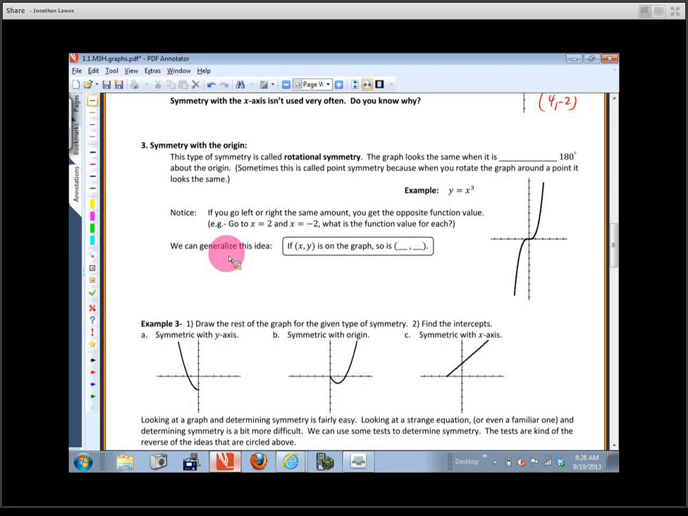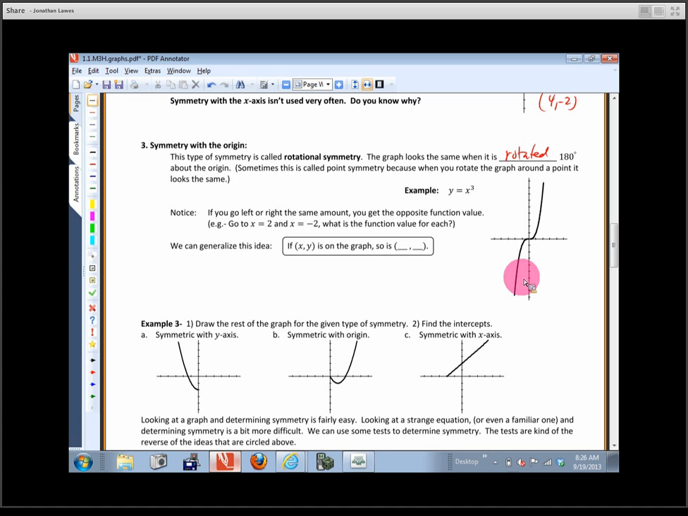Symmetry with the origin is called rotational symmetry, and it's called that because the graph will look the same when it is rotated 180 degrees about the origin. I can't do this up here, but you can on your paper. I've got an example of a graph that's symmetric with the origin: y equals x cubed. If I were to put my pencil right at the origin and then turn the paper 180 degrees, would it look exactly the same?